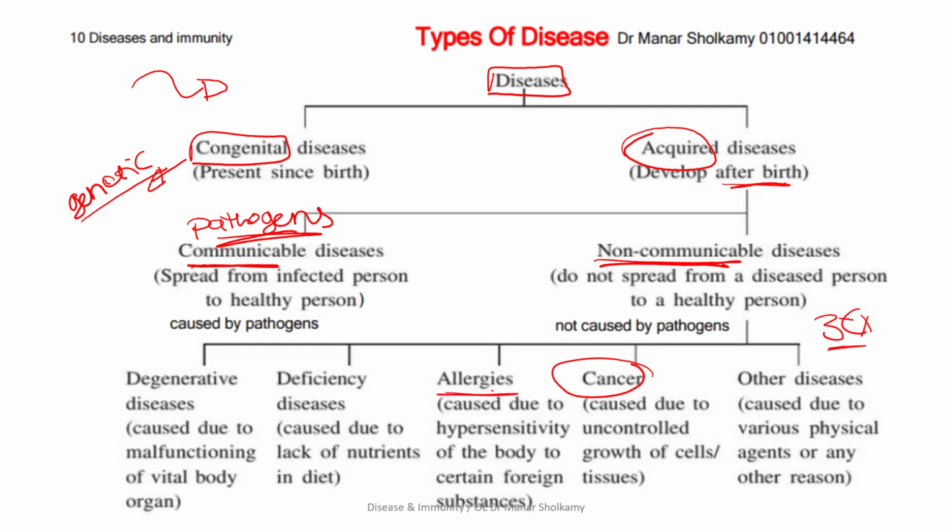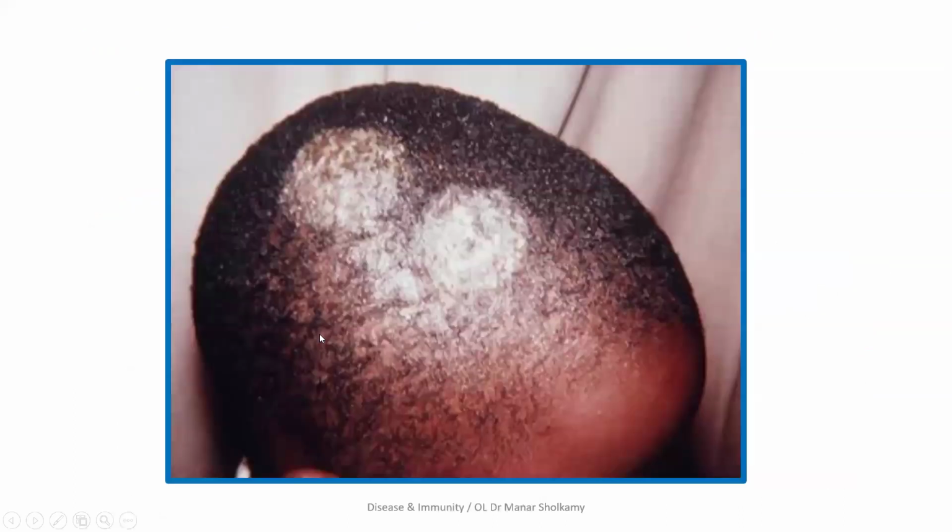Cancer, an allergy. An allergy is not caused by a pathogen. It's an example of an autoimmune condition, and it is not transferred from one person to another. Deficiency diseases, because you're not eating well, and again, this is not transferred from one person to another.